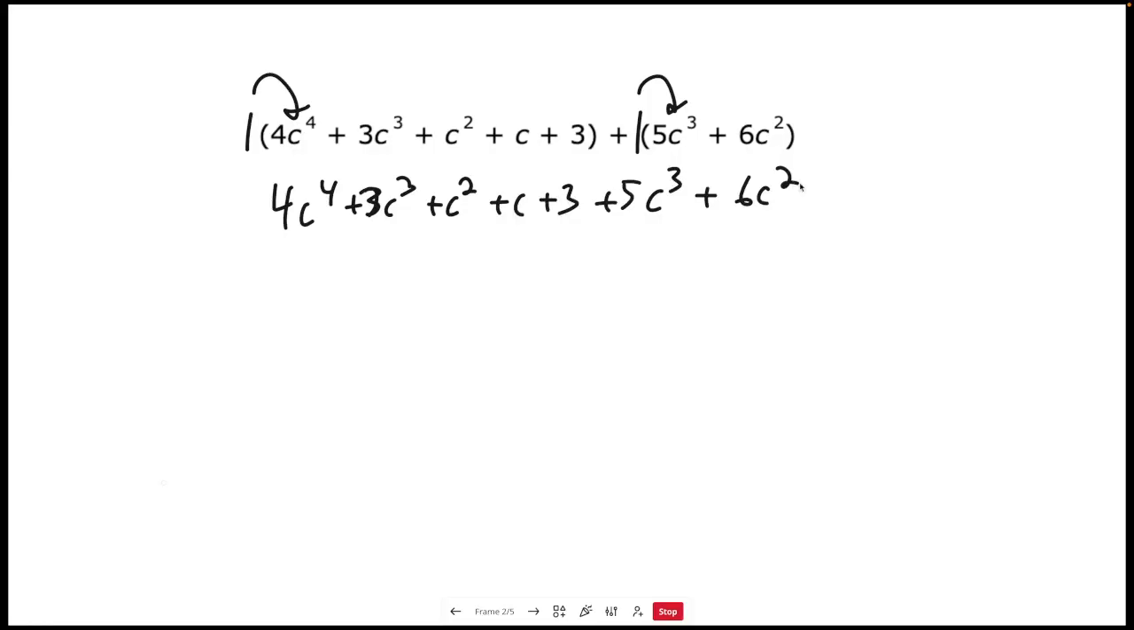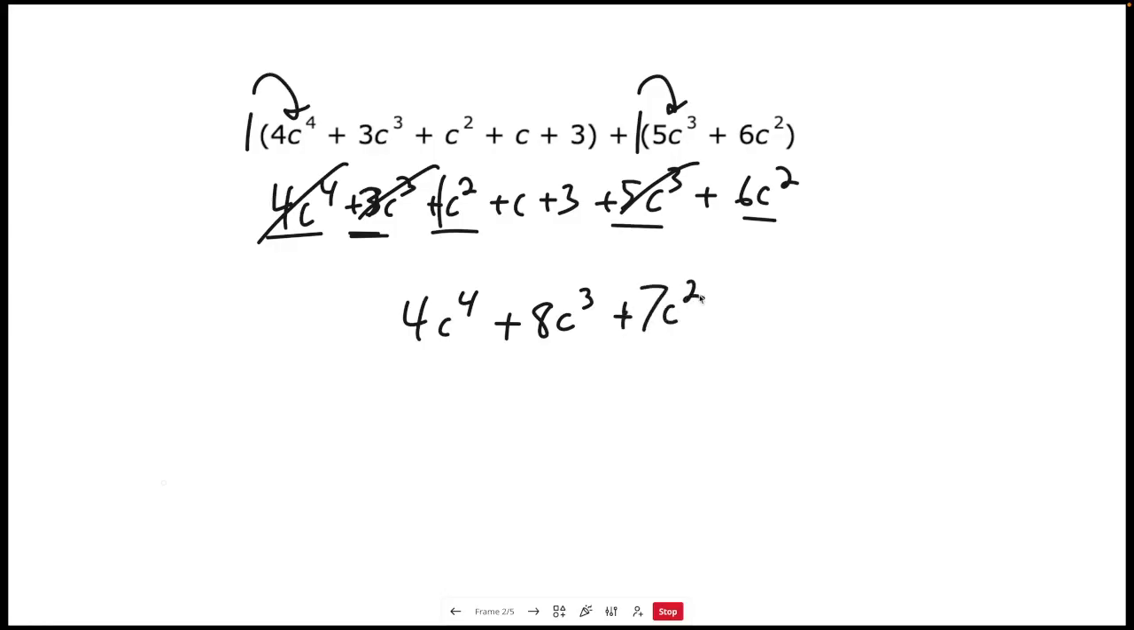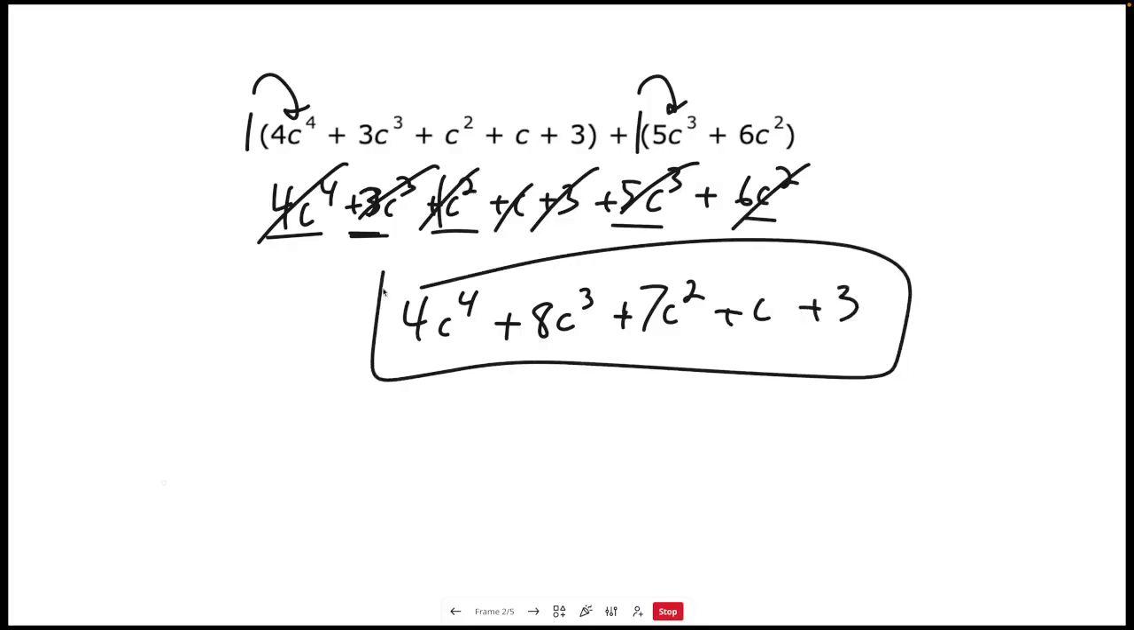And now we just combine like terms. Is there something to combine 4c to the fourth with? No. And notice I'm starting with the highest exponent, working my way down. Is there another c cubed, c to the third? Yes, there is. So that's 8c to the third. Cross them out. c squared, c squared. Remember, there's an invisible 1 here, so it's plus 7c squared plus c plus 3, final answer.